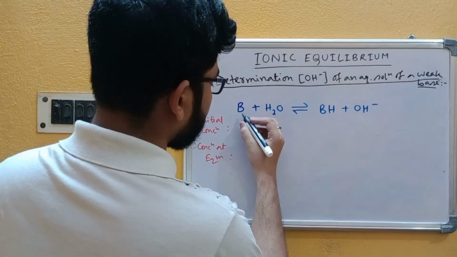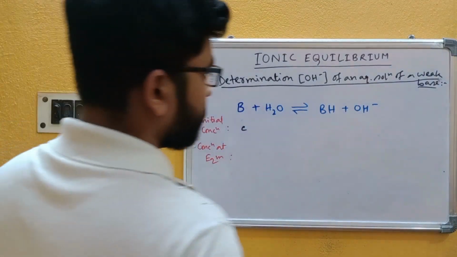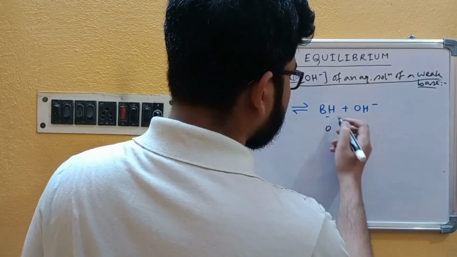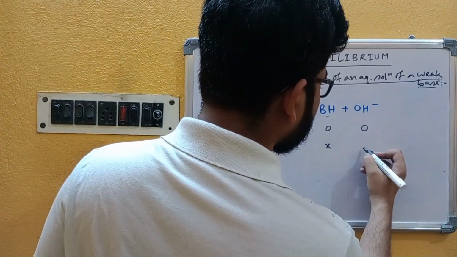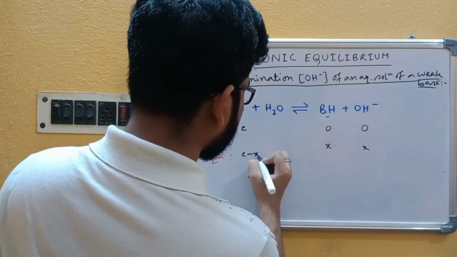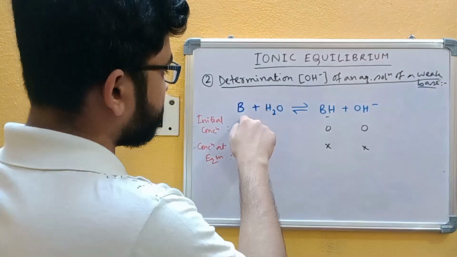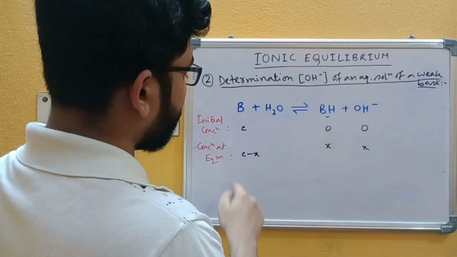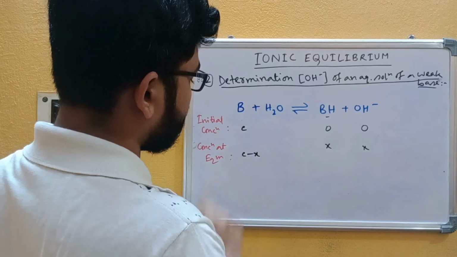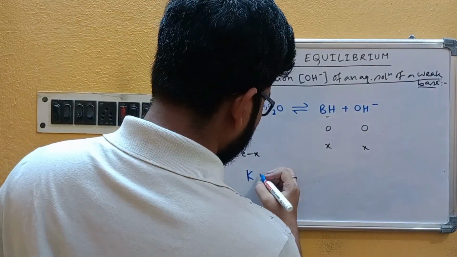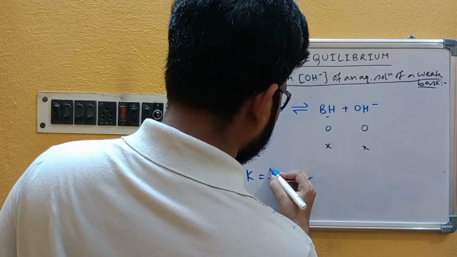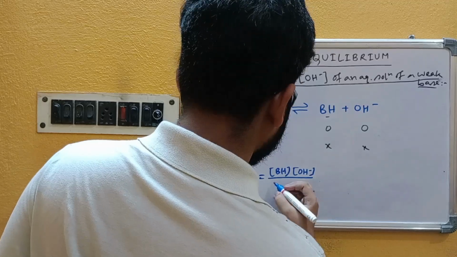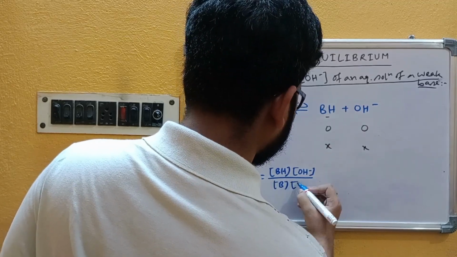Suppose the initial concentration of this base was C, then it was 0. Suppose at equilibrium the concentration of this BH+ is X, then the concentration of OH- will also be X, and it will be C minus X. So X amount of this B combines with H2O to form X amount of BH+ and X amount of OH-. So at equilibrium the concentration of B will be C minus X, and if K is the equilibrium constant, then it will be the concentration of BH+ into the concentration of OH- upon the concentration of B and into the concentration of H2O.